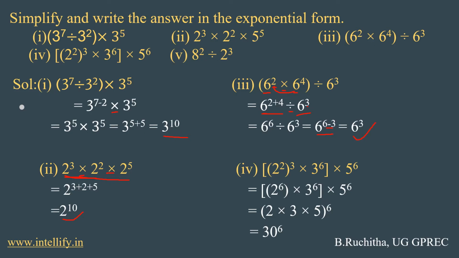And the fourth one is 2 power 2 whole power 3 into 3 power 6 into 5 power 6. If we observe here, (a power m) whole power n can be written as a power m into n, right? So we have to write 2 power 6 into 3 power 6 into 5 power 6. And here their exponents are the same and they are multiplying in all three cases. So we can write 2 into 3 into 5 whole power 6, that is 30 power 6.